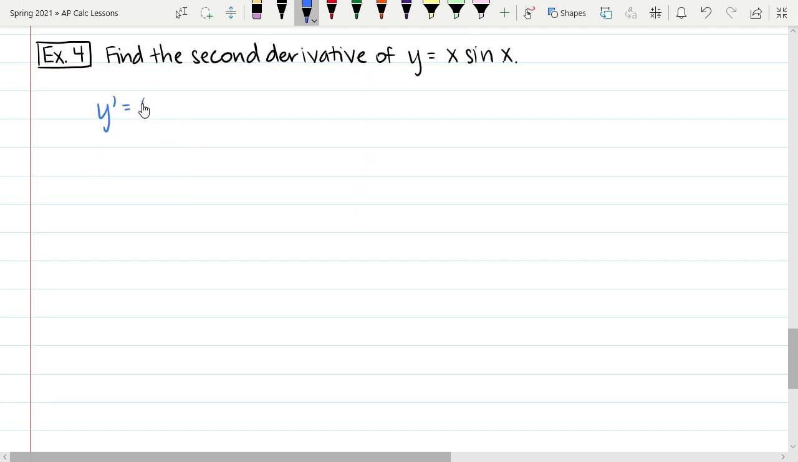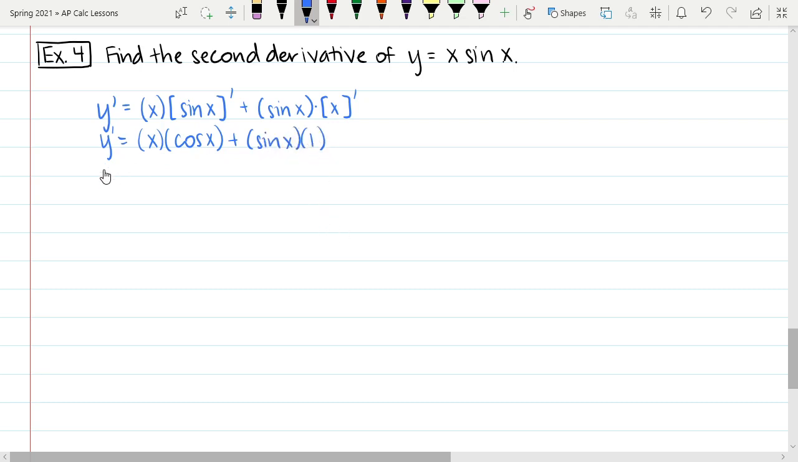Because you just saw this work, I'm just going to race through it, but I don't want to just skip over it. So again, it's going to be the first times the derivative of the second plus the second times the derivative of the first. That means I'm going to have x times a cosine of x plus sine of x times 1. And then finally, I can write that as x cosine of x plus just the sine of x. Now, that's the first derivative.